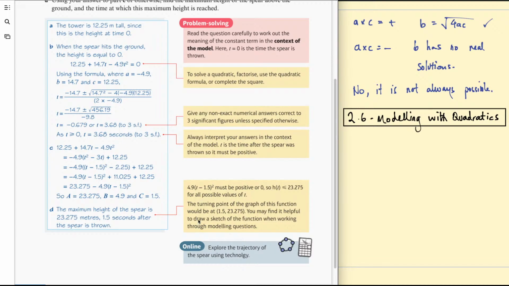And here they tell us the turning point of the graph of this function would be at 1.5, 23.275. You may find it helpful to draw a sketch of the function when working through modeling questions. Also, I think it's worth pointing out, to solve a quadratic, we can factorize, use the quadratic formula, or complete the square. So we've learnt those three methods, and you've learnt them in GCSEs as well.